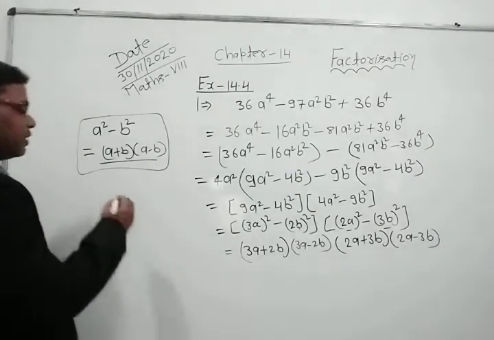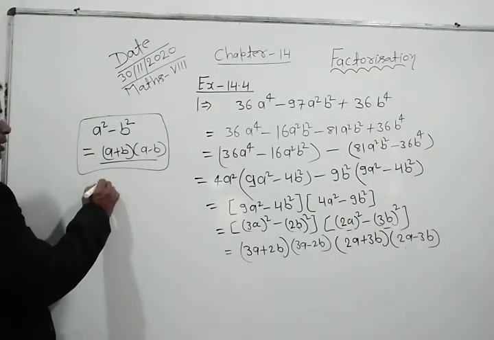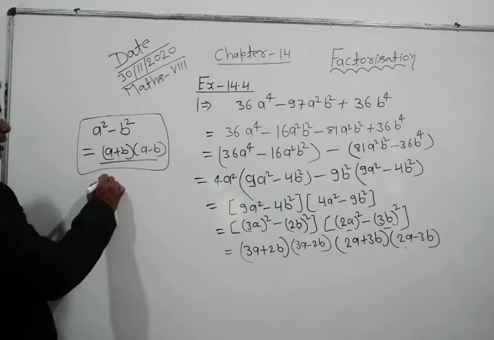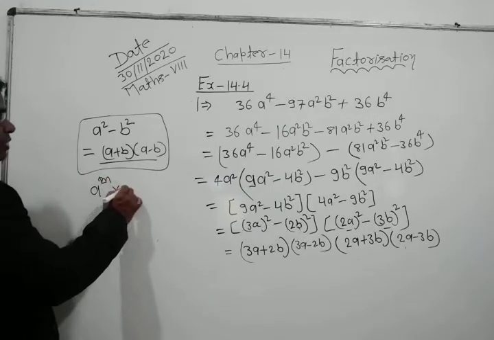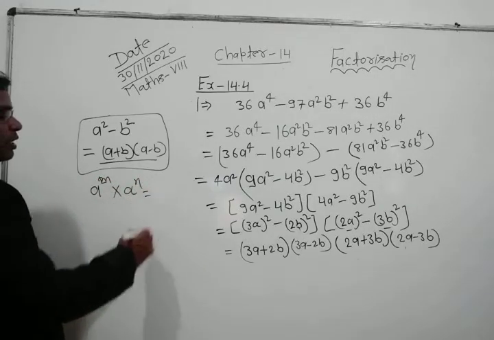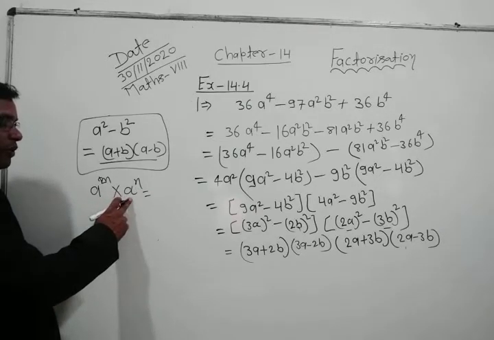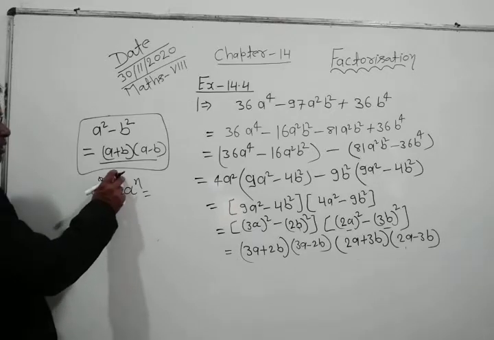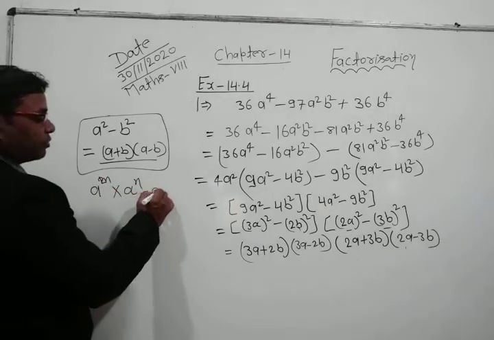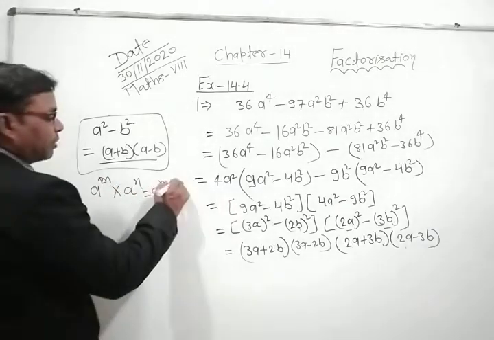Because you know very well the law of exponents. If the bases are the same, in the case of multiplication, then their powers will add. So here you can see a to the power m into a to the power n. Bases are same, powers are different. Okay, so in this case we add their powers.